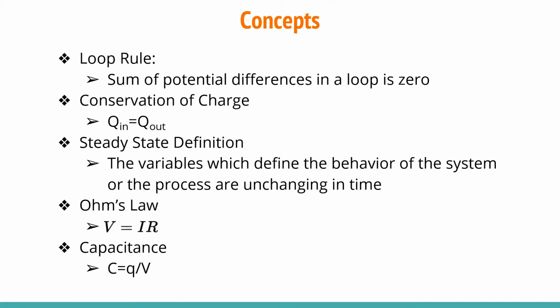The loop rule states that the sum of potential differences in a loop is zero. The conservation of charge states that the charge flowing in is equal to the charge flowing out. The steady-state definition is that the variables which define the behavior of the system are not dependent on time. Ohm's law states that voltage is equal to current times resistance. Capacitance is equal to charge over voltage.